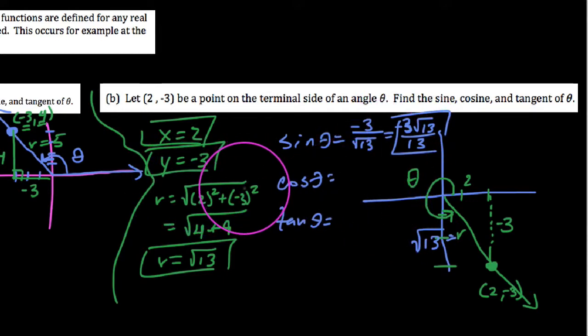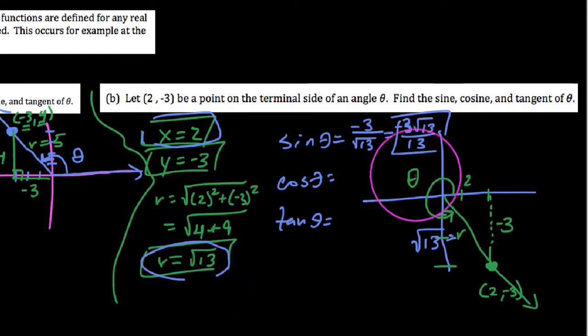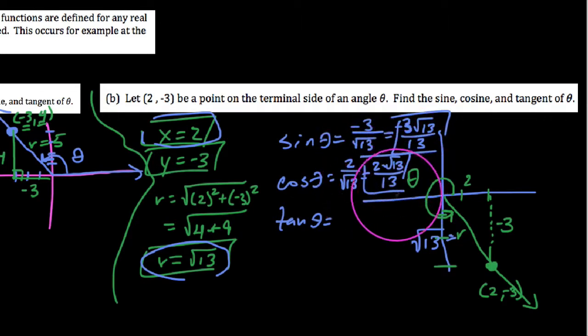Cosine. Now cosine by definition is our x value divided by our r value. So in this case we get positive 2 over root 13, which when rationalized comes out to be 2 root 13 over 13. And then last but not least, our tangent value. I like the tangent value the best because it's a little bit easier to do most of the time. It's y over x. In this case, we get a y value of negative 3 and an x value of positive 2, so we get negative 3 halves.